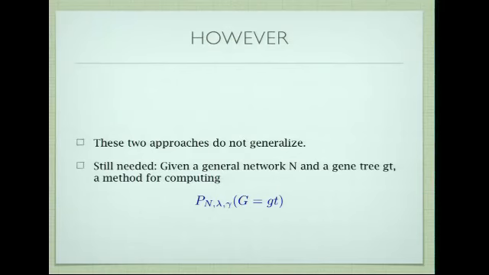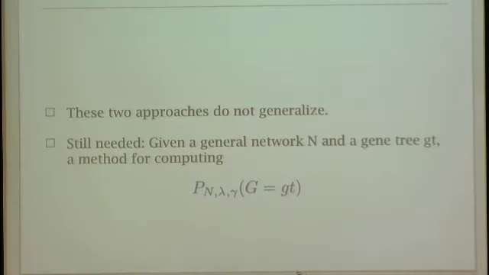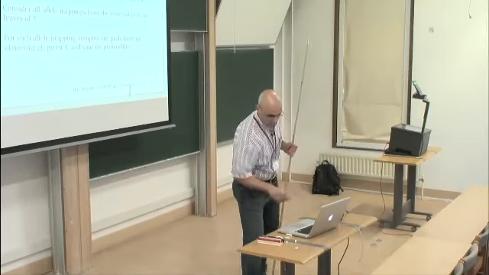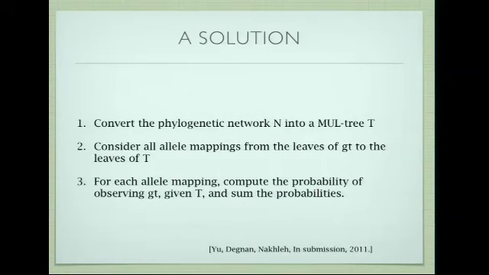So these two approaches do not generalize. I mean, they are nice for these models and for other models that have similar properties, but still needed is a general framework for computing the probability of a gene tree given any network N with its branch lengths and hybridization probabilities. And we have a solution actually that is now in submission along with my student Yun and James Degnan also.